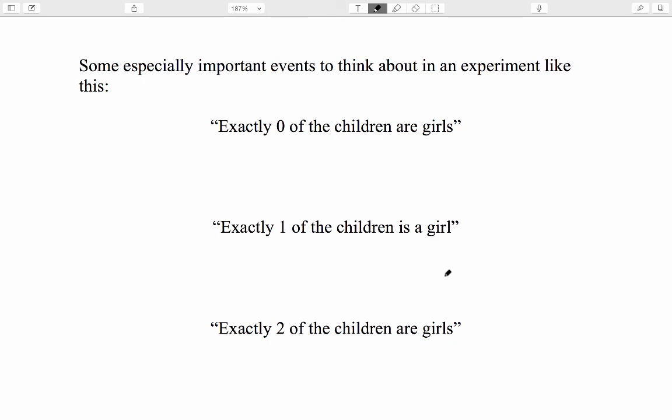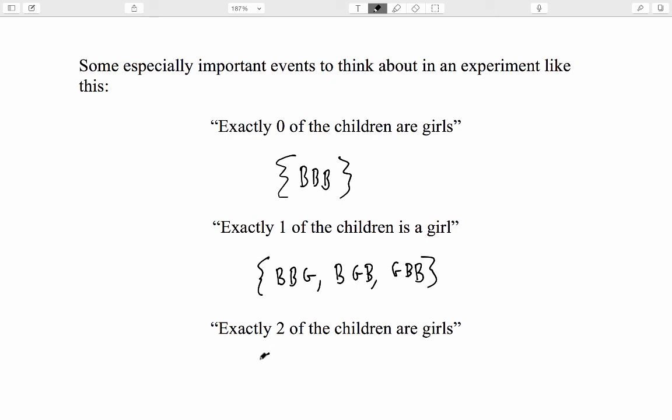Some especially important events to think about in an experiment like this are exactly 0 of the children are girls. That's an event that consists of 1 outcome. Another is exactly 1 of the children is a girl. That can happen in 3 distinct ways, BBG, BGB, or GBB. Each of those outcomes contributes to the event. Exactly 2 of the children are girls. We just wrote this, BGG, GBG, or GGB.